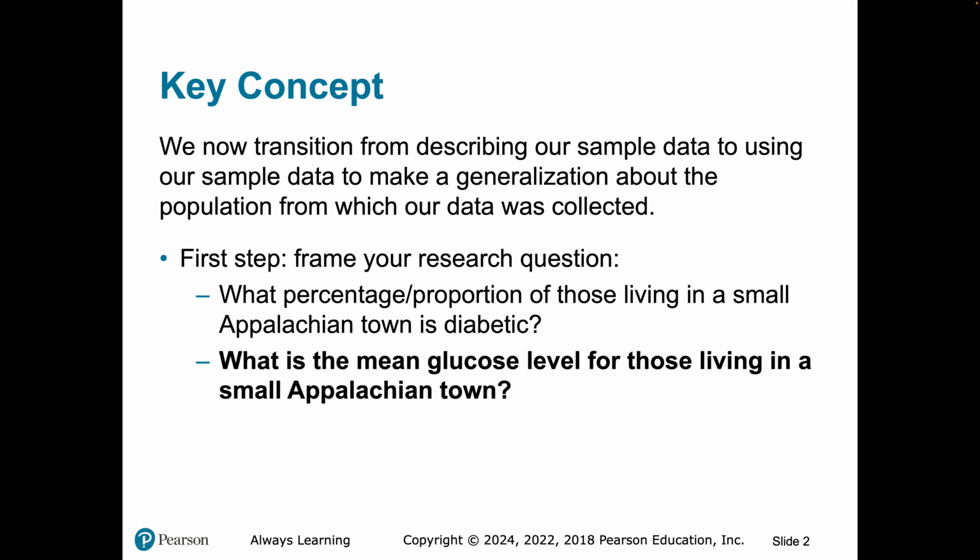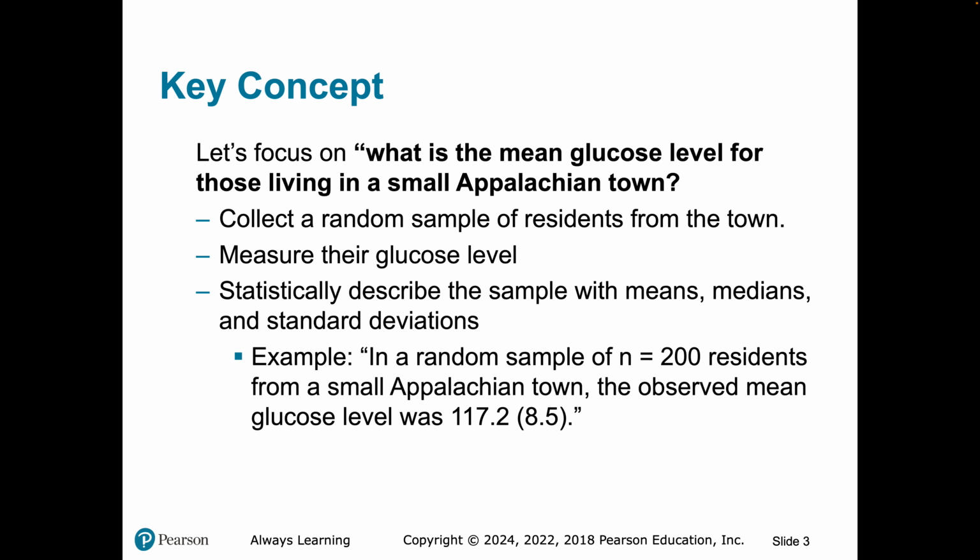So let's say that we would like to know the mean glucose level for those living in a small Appalachian town. We can assume this town has quite a few people in it. There's no way to go out and take the glucose level of every single person. So we take a random sample. Again, take a random sample, measure the glucose levels, statistically describe the sample with means and medians.